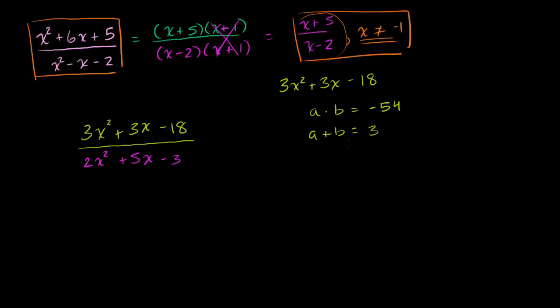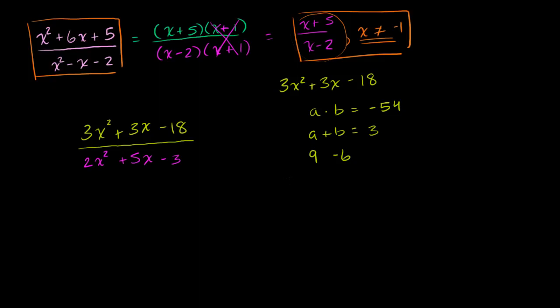So what two numbers could there be? Let's see, our times tables. They're 3 apart. One's going to have to be positive and one's negative. 9 times 6 is 54. If we make the 9 positive and we make the b negative 6, it works. 9 minus 6 is 3. 9 times negative 6 is negative 54. So we can rewrite this up here.